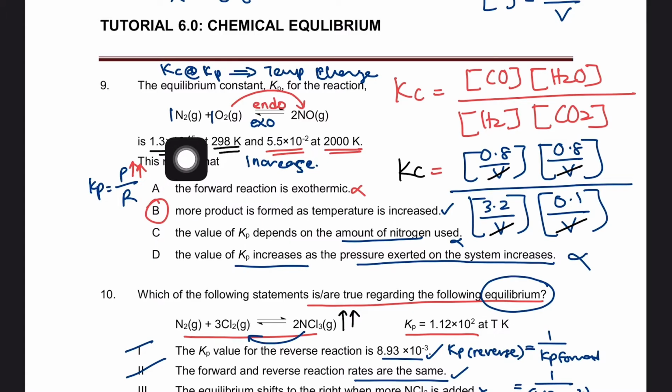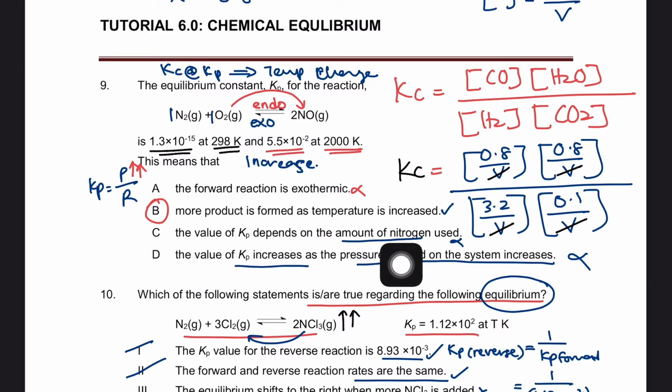Okay, I repeat, when you increase temperature and you see the Kp value increasing, that means more product is being formed. So an increase in temperature bringing more product formation means the forward reaction is endothermic and the reverse reaction is exothermic. So is the forward reaction exothermic? No, that answer is wrong. More product is formed when temperature is increased? Yes, because you can see the Kp value is increasing.